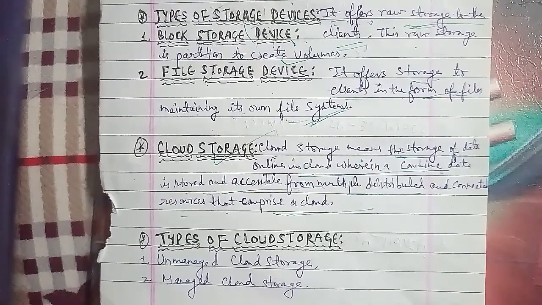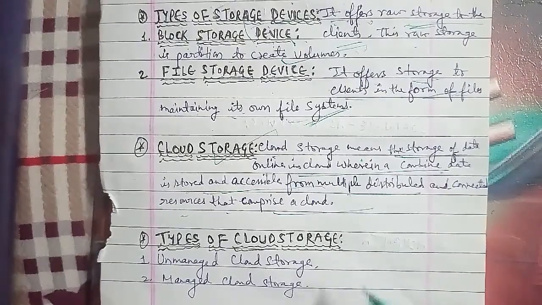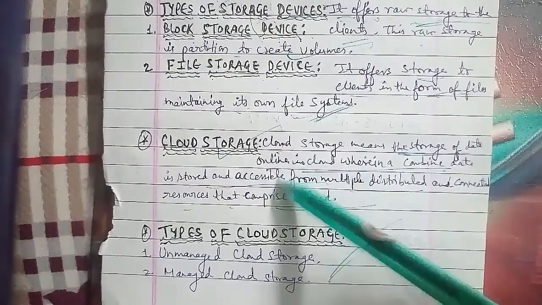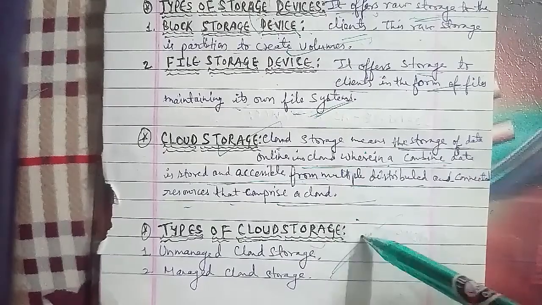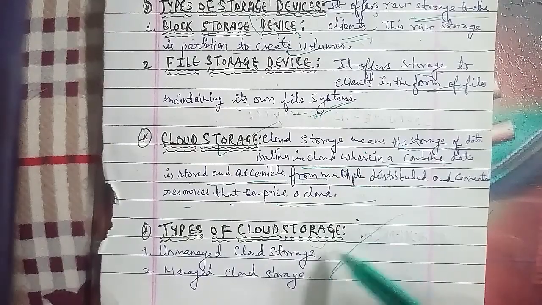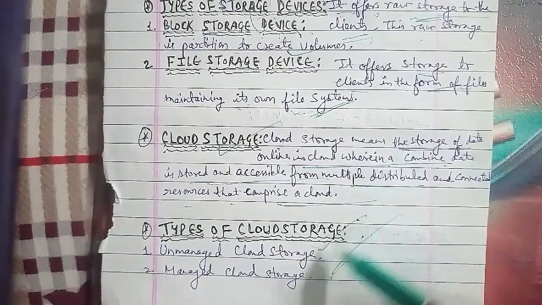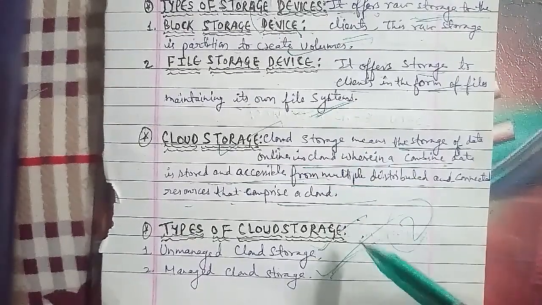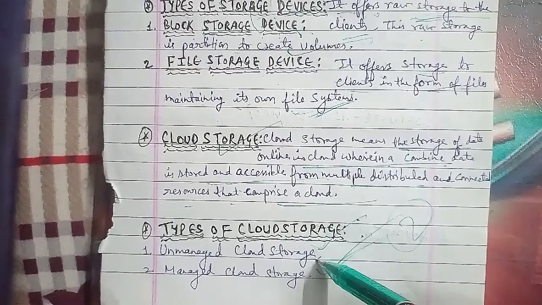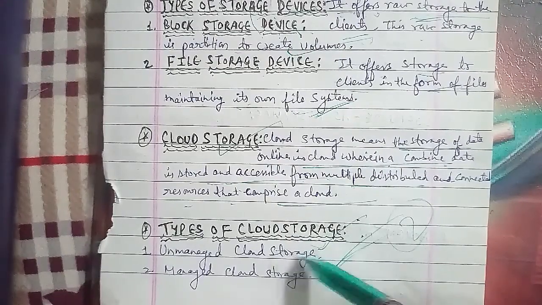Now moving on with unmanaged cloud storage. Unmanaged cloud storage means that the storage is pre-configured from the customer. Unmanaged cloud storage means that the storage is pre-configured from the consumer. That is unmanaged cloud storage.